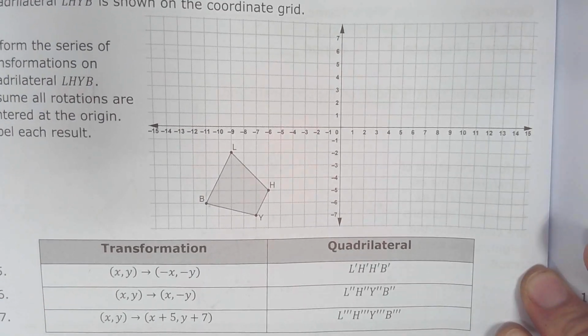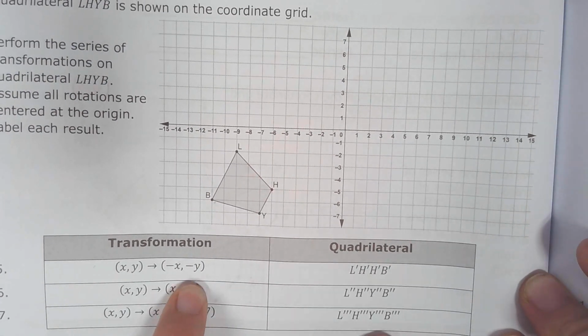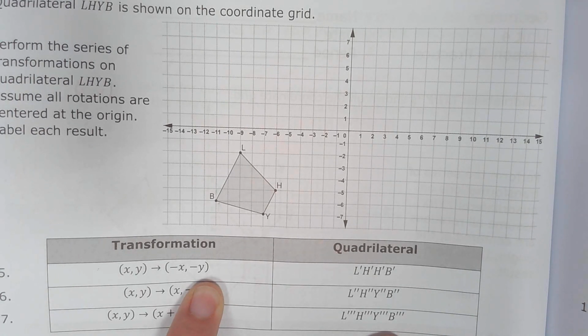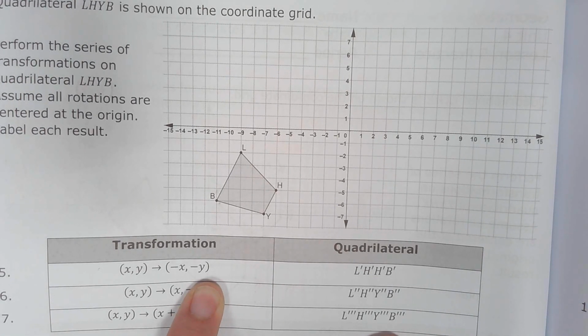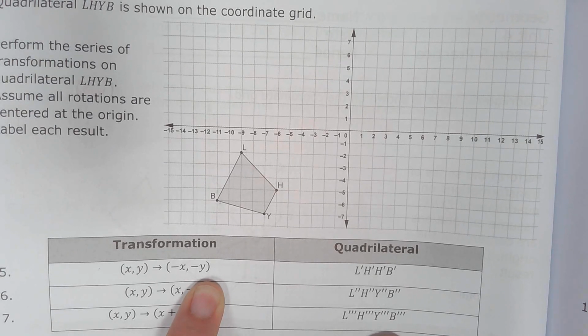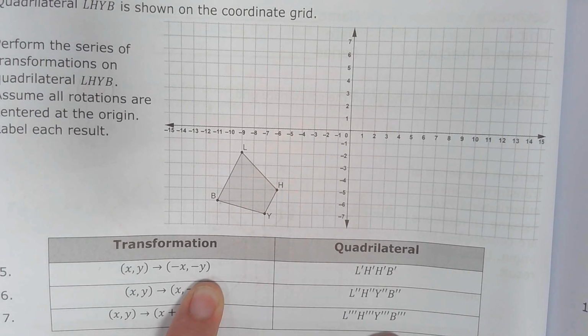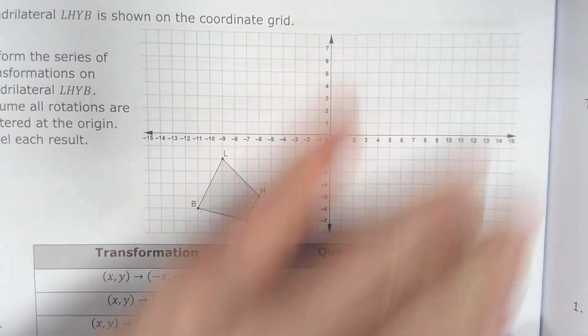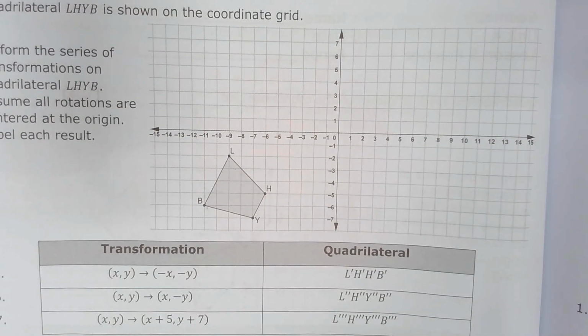Okay. All right, so my first one is negative x, negative y, and that is a reflection. Actually, that is a 180-degree rotation. All right, so let's go ahead and rotate that 180 degrees. I'm going to use a table for that. Rotations are a little goofy.